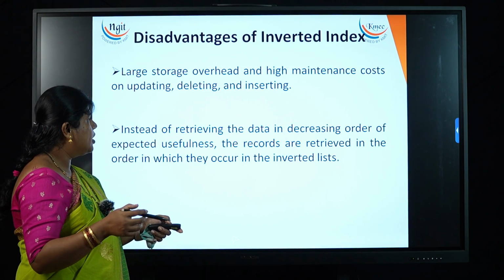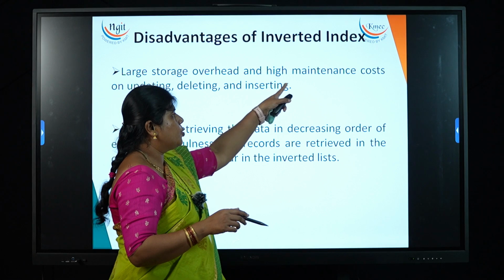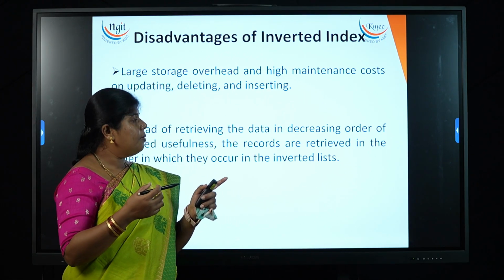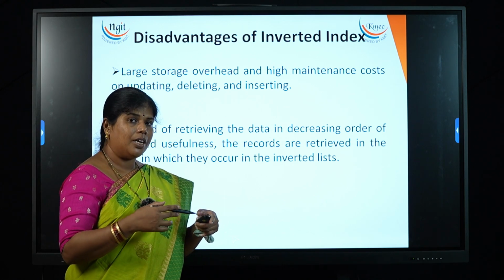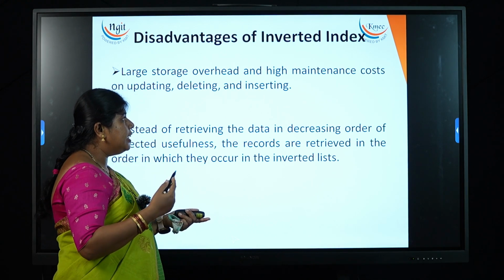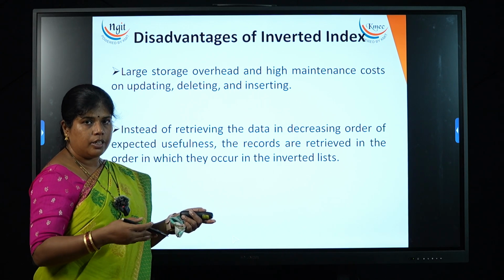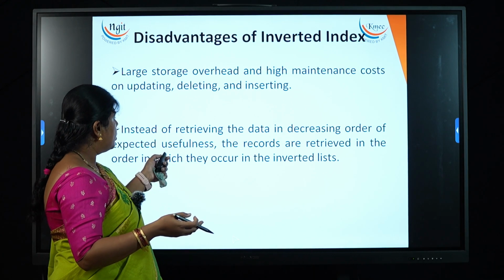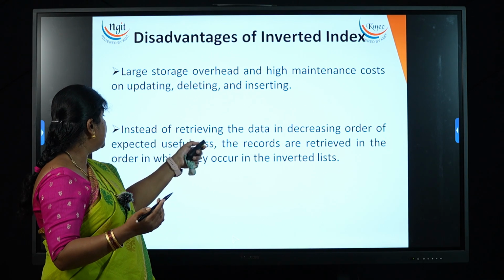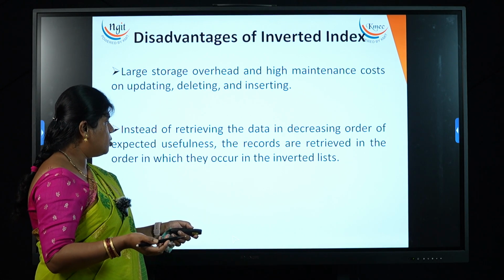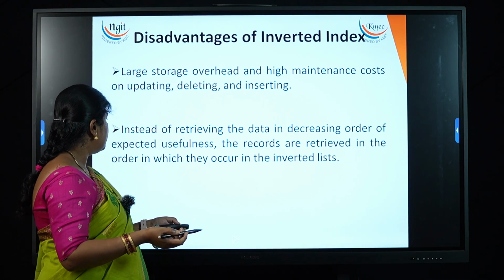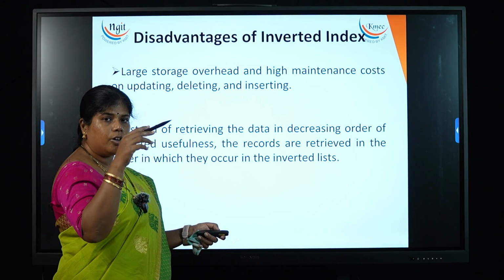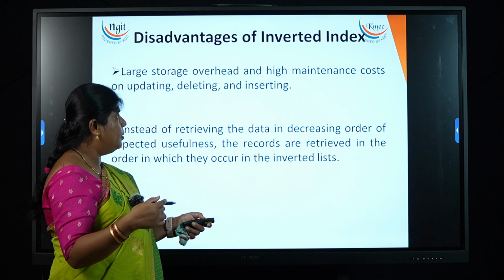Now, what is the disadvantage? Yes, high maintenance cost. It means when I am changing even one document, when I am removing even one document, when I am adding even one more term, then in that case I have to update everything. Adding one more row in that table is really costly. And what they are saying is retrieving data in decreasing order of expected usefulness. The records are retrieved in the order in which they occur in the inverted list. Yeah, everything depends on your table. In that order only there will be the retrieval.